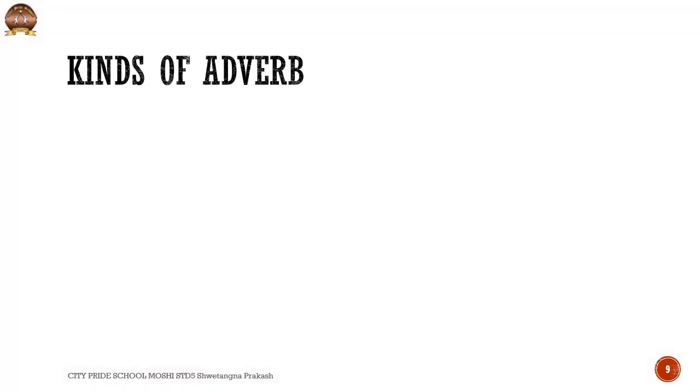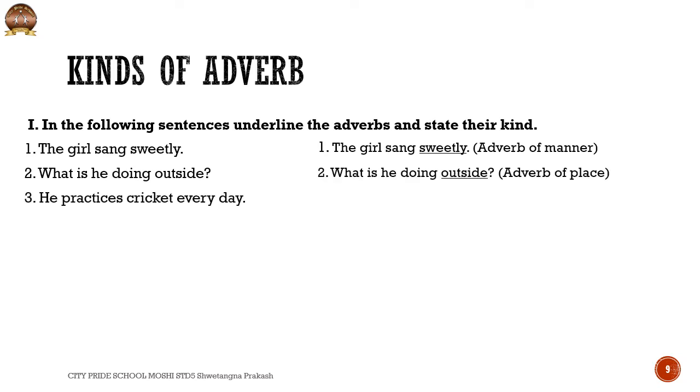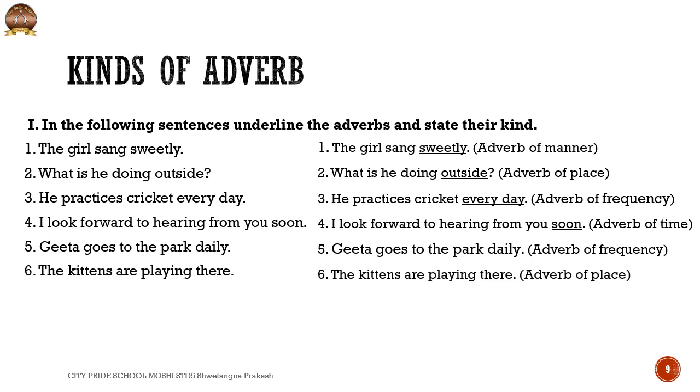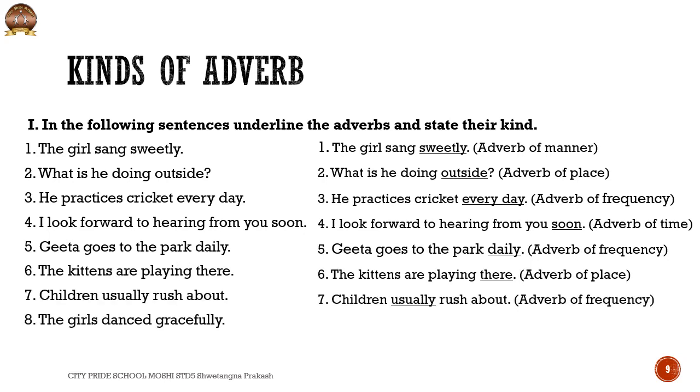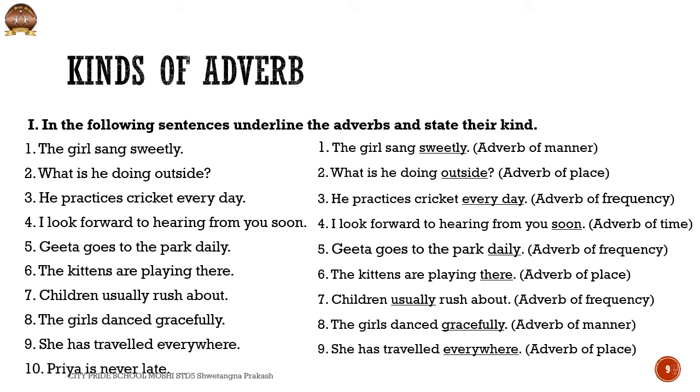Now your grammar gear exercises. This is just a practice exercise. We will identify the adverbs and tell their kind. Sweetly is manner, outside is place, every day is frequency. How frequently do we practice? Every day. Soon, time; daily is frequency; there is place; usually is frequency; and gracefully is manner. And everywhere, of course, place. Never late, what is never? Again, frequency.